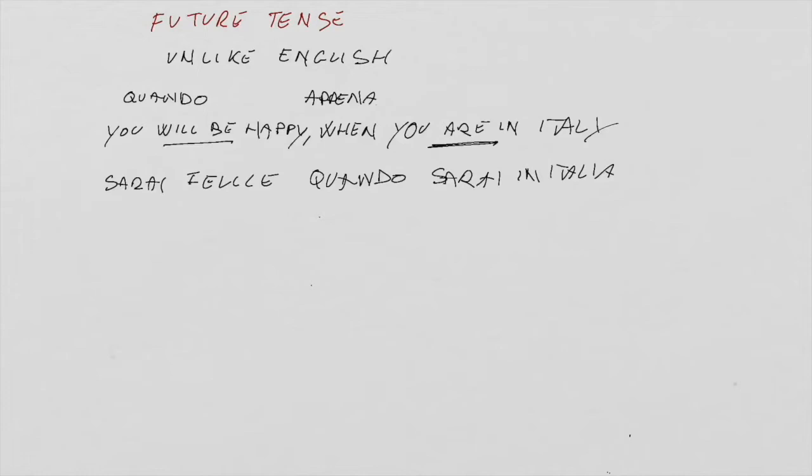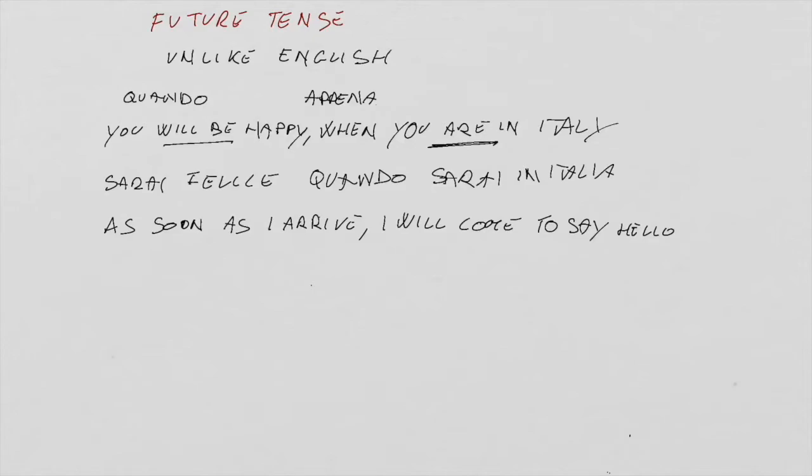The same thing happens with appena, as soon as. So, as soon as I arrive, I will come to say hello. In English, you see, after as soon as, you have the present tense. You have I arrive, and you don't have I will arrive. In Italian, instead, you must use the future. So, appena arriverò, this is the future tense of arrivare, and then verrò a salutarti.